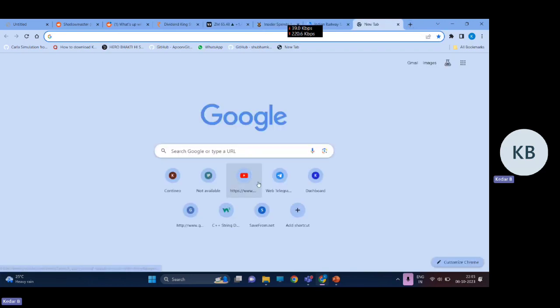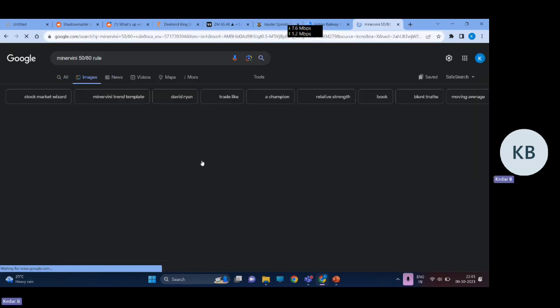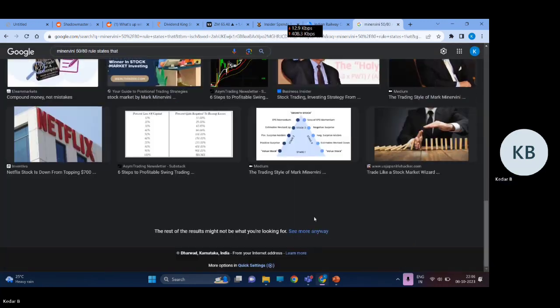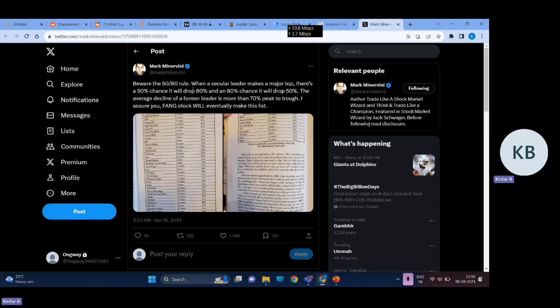One more thing I forgot to tell you about why it is important to sell. Yes, I got it. So, see here, this was the rule coined by Mark Minervini. You can see here the 50-80 rule. This is what he has discovered. When a secular market leader makes a major top, there is a 50% chance that it will drop by 80%, and there is an 80% chance it will drop by 50%. Okay, you can read that again. I'll show you the live example.